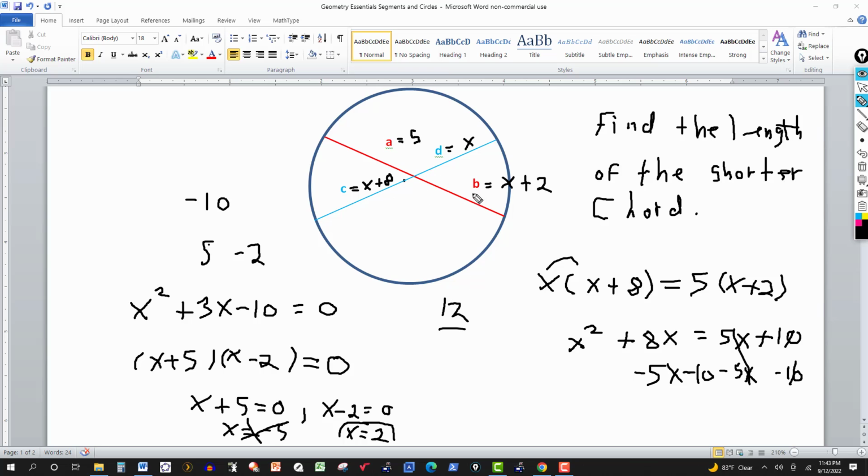And for the other one, the one in red, part A is 5 and part B is x, which is 2, plus 2, which is 4. So that would be 5 plus 4, which is 9. And that's your answer, because it says find the length of the shorter chord. The one in blue is 12 units. Over here, this part is 5, and this one is x plus 2, but x is 2, so this is 4, and 5 plus 4 is 9. So the shorter chord is 9 units.